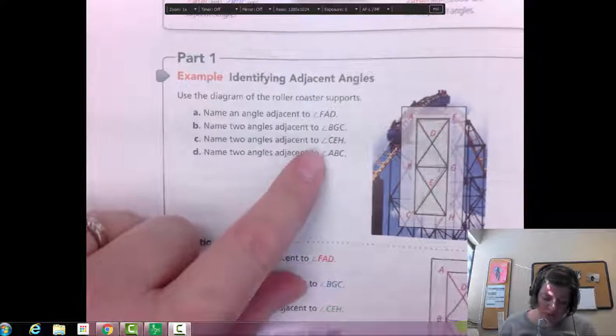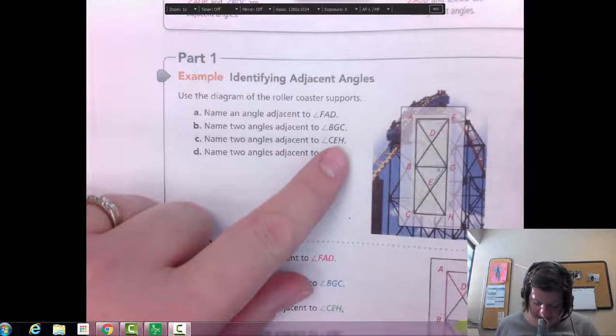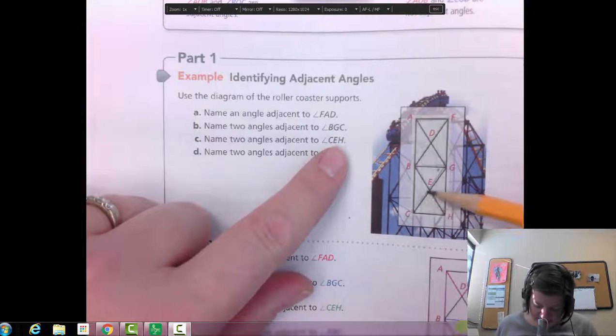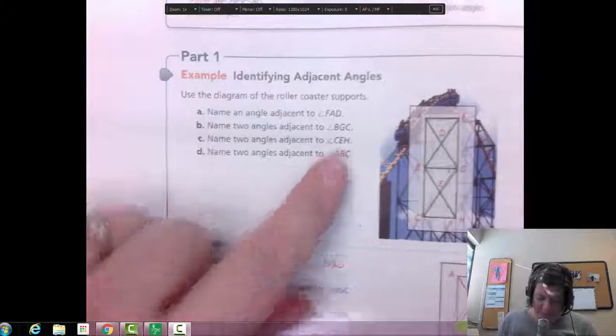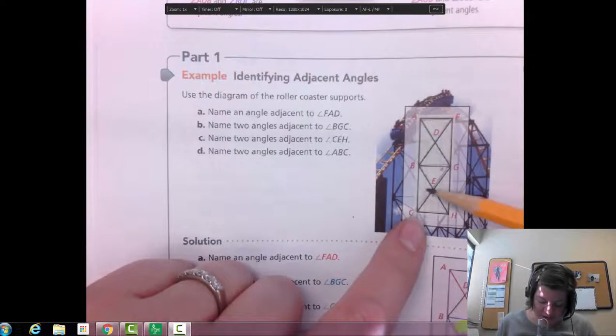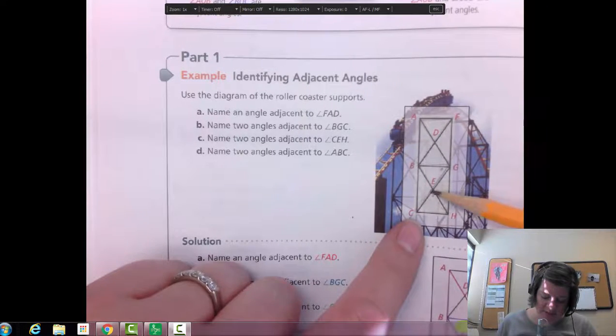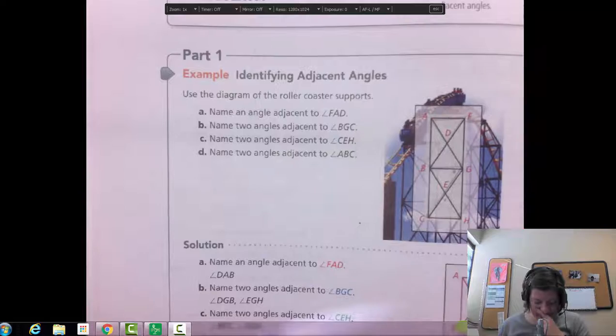Okay, name two angles adjacent to CEH. So E is here, and we would need to label these two that are adjacent. They'd share the same middle, the same vertex, and then the sides.